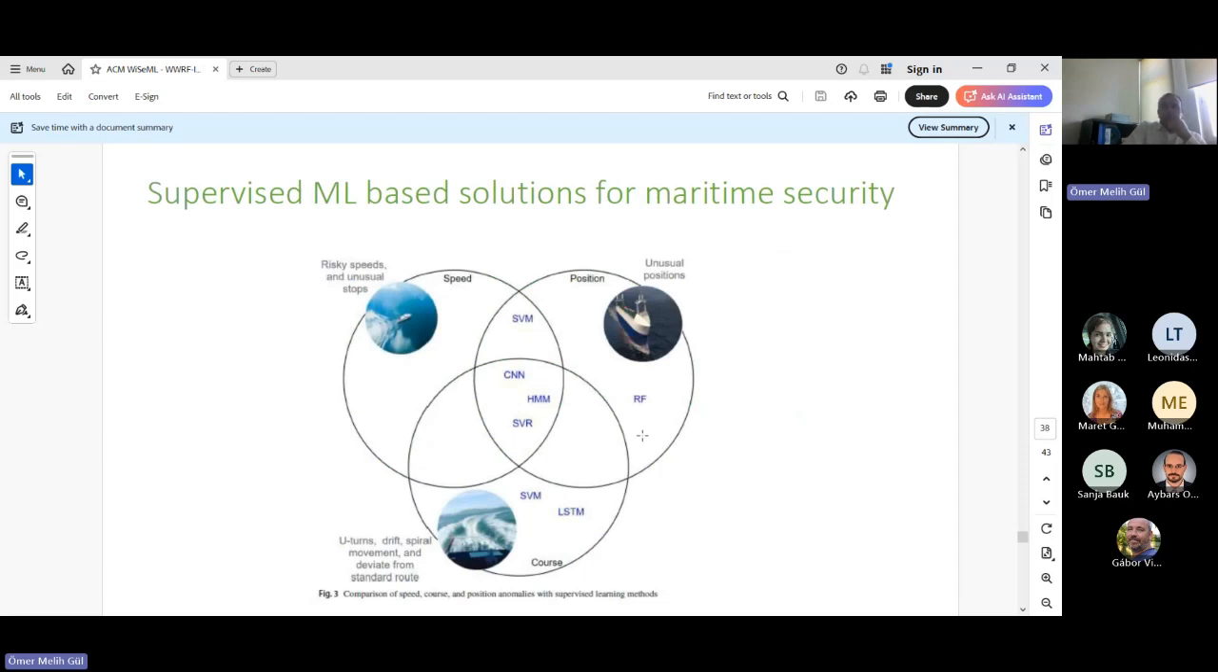So when you consider the supervised ML-based solution for maritime security, we can consider, as I said, features from speed, positions, and course. For speed, it is risky speeds and unusual stops. For position, unusual positions. Unusual stop means stopping at an unusual time. Think about, you are going very fast and you stop suddenly. So you say, okay, what is the problem? Or unusual position. If it is, for example, close to the coast, then it is okay. But if it is in the middle or a nonsense position, we will say, okay, that is an unusual position. Or in the course manner, if you make a U-turn or drift or spiral movement, then you will say, okay, what's going on?